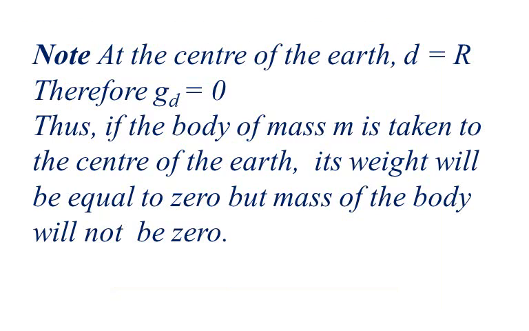And one main point you have to note is that at the center of Earth, meaning small d is equal to capital R, the value of gd will be 0. Thus, if a body of mass m is taken to the Earth's center, its weight will become 0, but the mass of the body will not be 0.